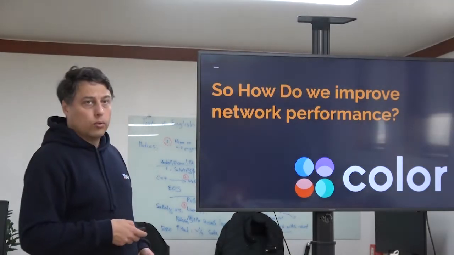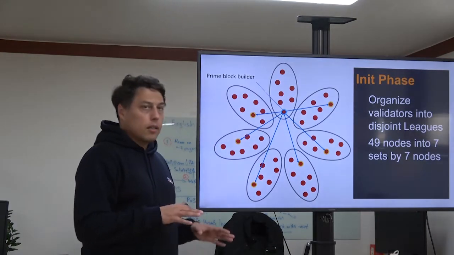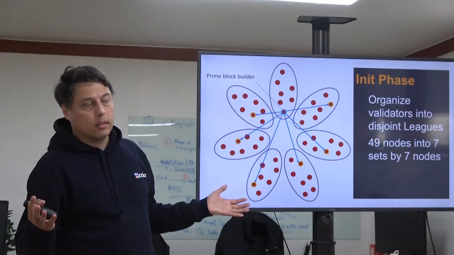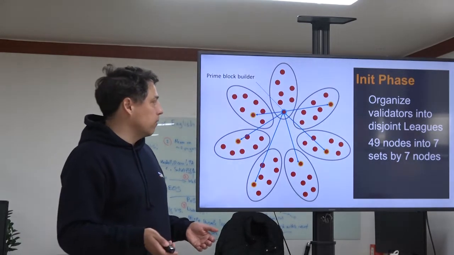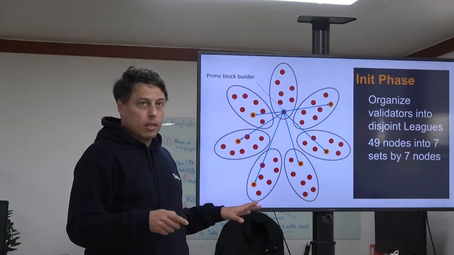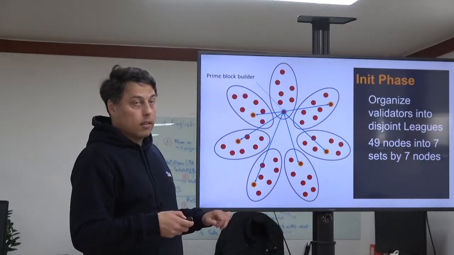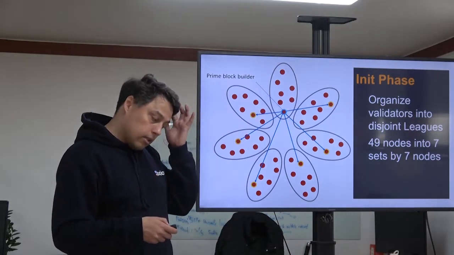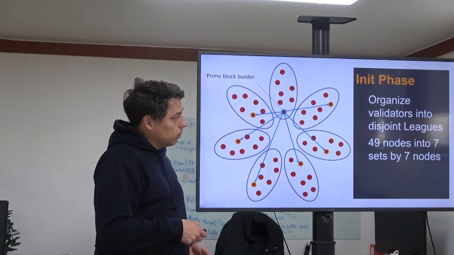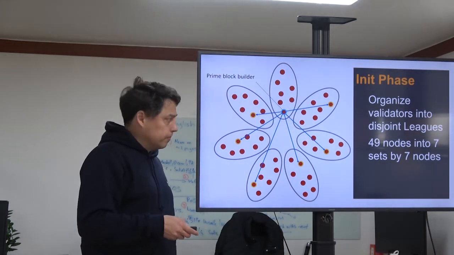So how do we improve network performance? The idea is that we take all the nodes that are participating in validating blocks, and we split them into disjoint clusters, disjoint sets that we call leagues. So in our system we expect to have 49 nodes split into 7 leagues. Each league consists of 7 nodes.